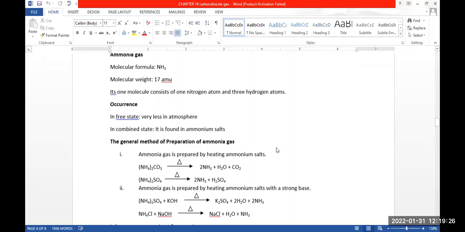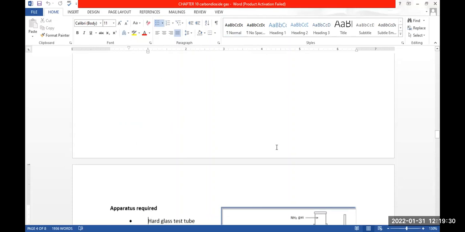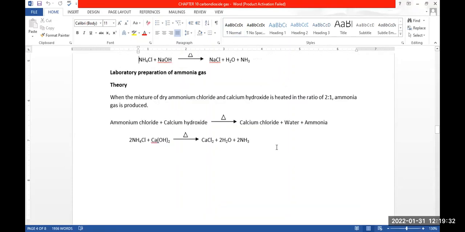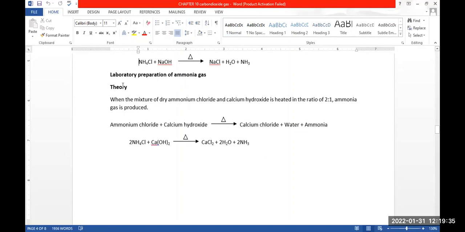Next method is laboratory method of preparation. This is very important. In laboratory method, the principle or theory is the main reaction of the laboratory method of preparation.